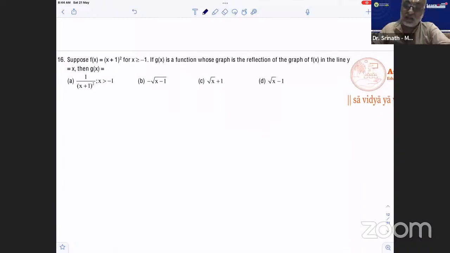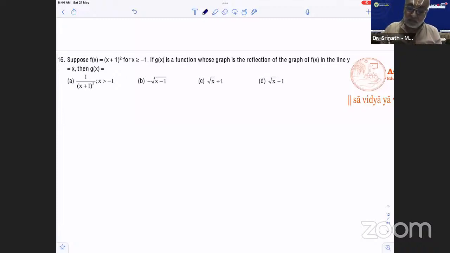Here is a very interesting question. f of x is equal to x plus 1 whole square, x is greater than or equal to minus 1. g of x is a function whose graph is the reflection of the graph of f of x in the line y is equal to x. Then what is g of x? This is a very conceptually testing question.